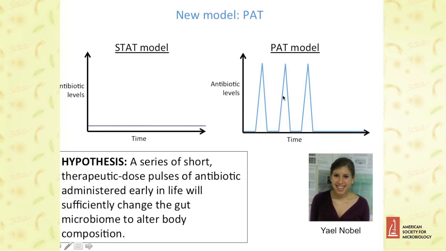And so we created a second model, and this was work by Yael Noble when she was a student in the lab. Yael's hypothesis was that a series of short therapeutic dose pulses of antibiotics administered early in life will sufficiently change the gut microbiome to alter body composition.